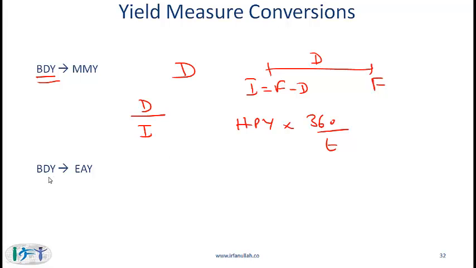And finally, bank discount yield to effective annual yield. Here again, once you have the holding period yield, it is easy to compute the effective annual yield, and the formula has been shown a couple of times already.